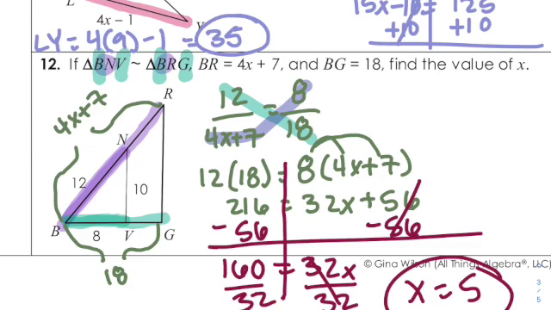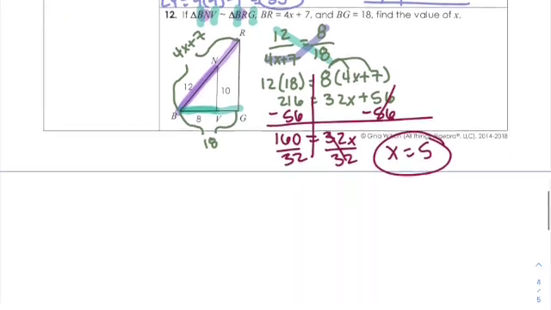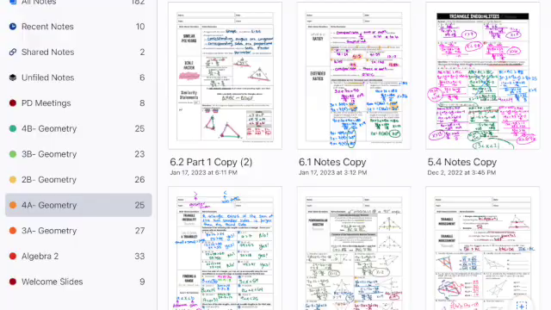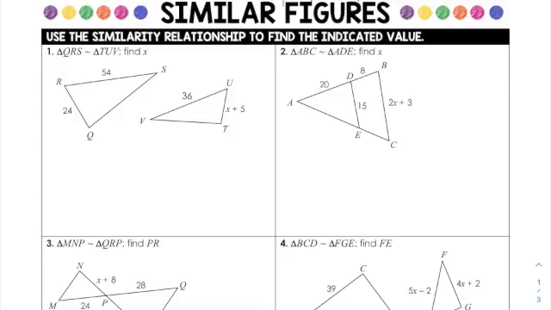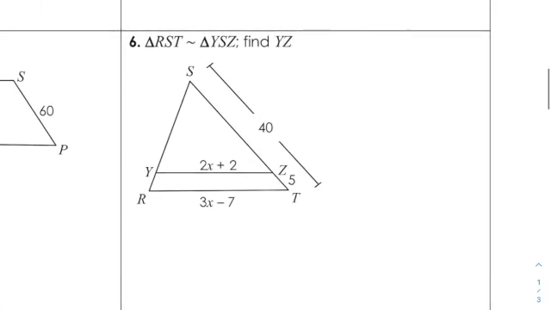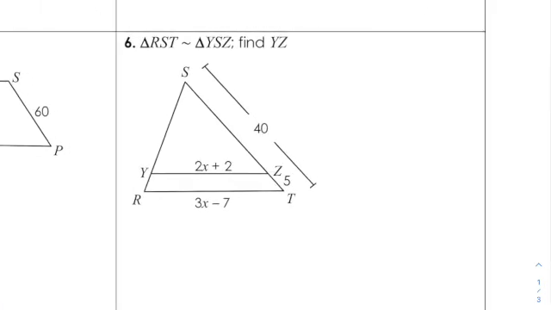So if you're watching the video, I know you have a classwork that's due tonight. So I'm actually going to go over one of the harder problems on the classwork. Okay, give me 1 second to pull it up. Alright, so you have your classwork pulled up now, and I'm going to go to number 6. Okay, so it says triangle RST is similar to triangle YST, find YZ. Okay, in order to do that, we have to find X, right?